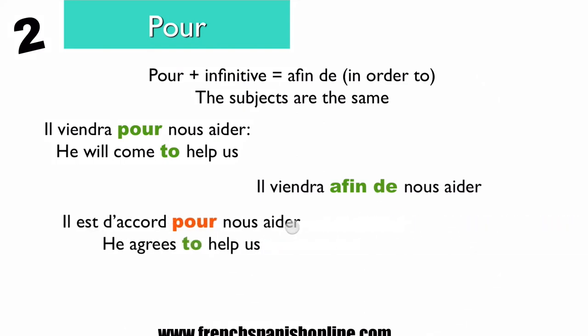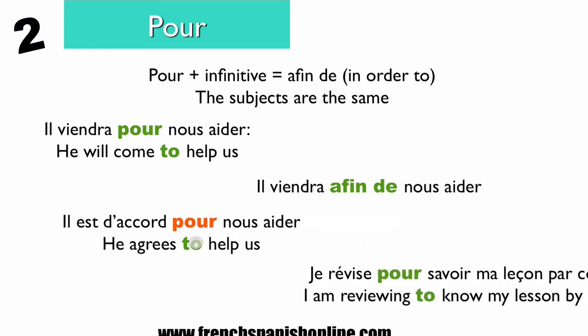Il est d'accord pour nous aider. So he agrees to help us. So you can't say he agrees in order to help us. So here too is not in order to. For this reason, you can't use afin de here, because the meaning of afin de is just in order to. So, il est d'accord pour nous aider is correct. But again, it's not possible to use afin de. And why is it correct? Because again, we have twice the same subject. Who agrees actually is he, and to help us, he again.